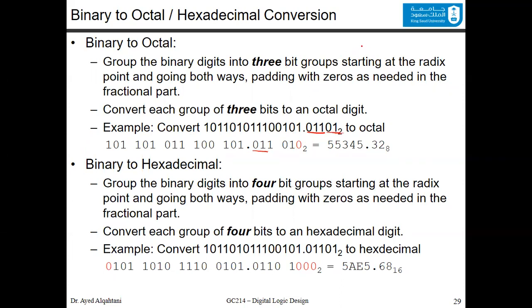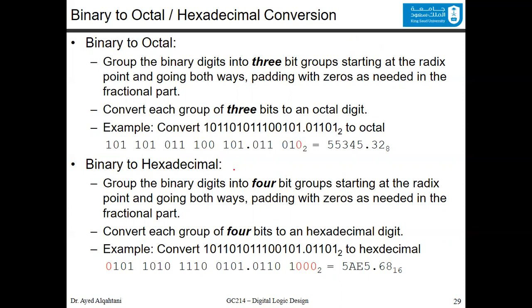Let's take an example in decimal. If we say 1.5, if you write it this way, it's the same thing as 1.5. Adding zeros to the left of the integral part or to the right of the fraction part doesn't change the value of the number. That's why.